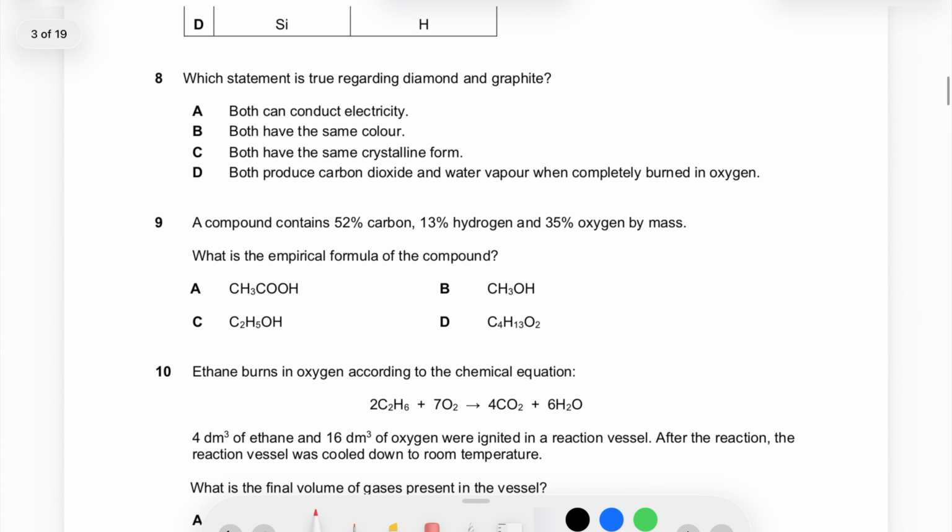Moving on, question 8. Which one is true for diamond and graphite? So this is under chemical bonding.